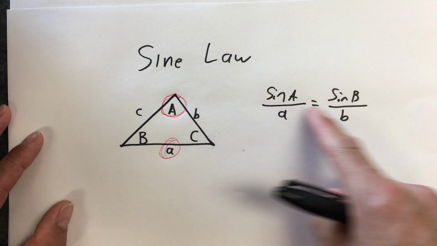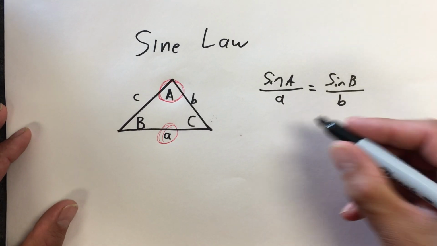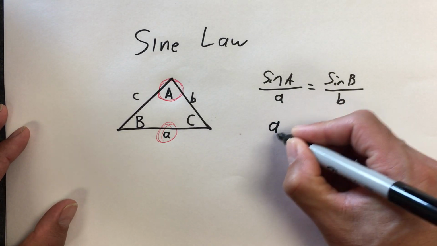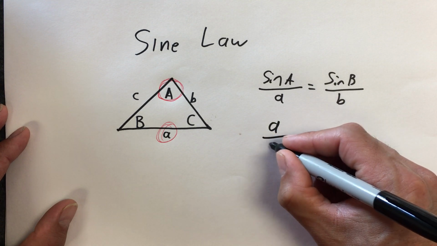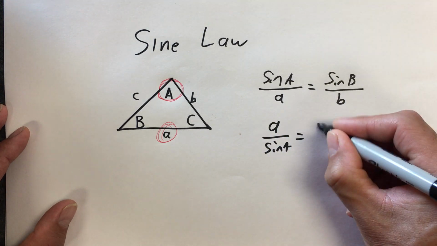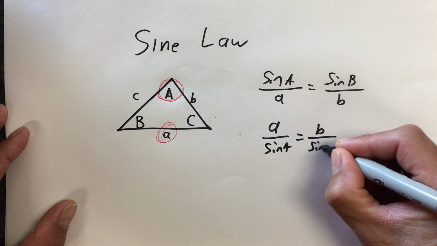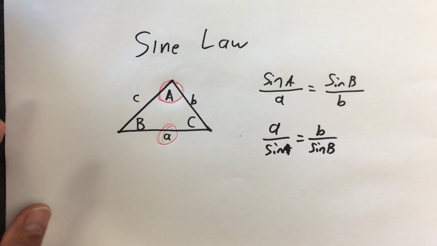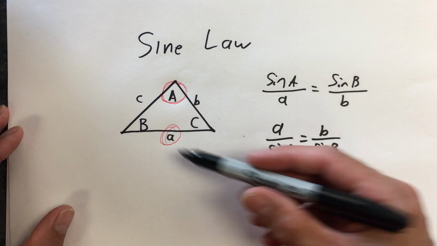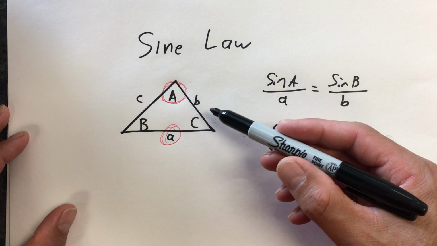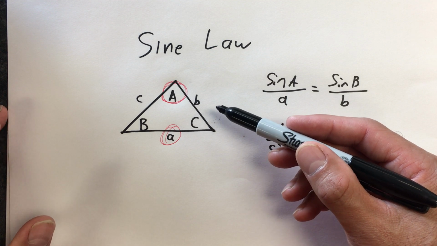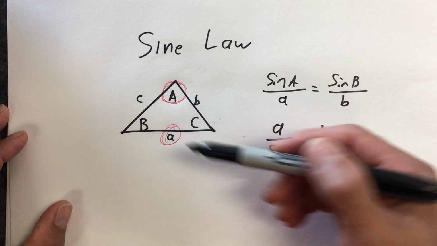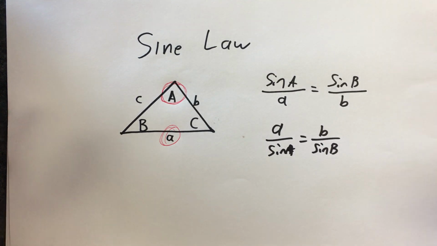If you're looking for an angle, you'll want to use it like this. If you're looking for a side length, you'll want to put the side length on top. So A over sine A is equal to B over sine B. Now, there's a double convention here. That is, you use a capital letter to denote an angle, a lowercase letter for a side length, and you use the same letter for an angle and the side length across from it. And that's used consistently in trigonometry for sine law and the cosine law.